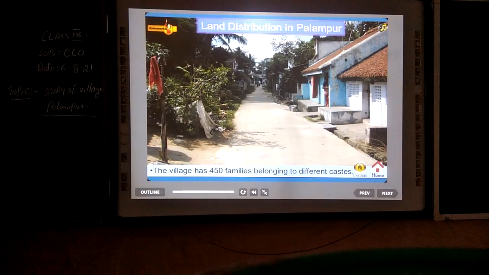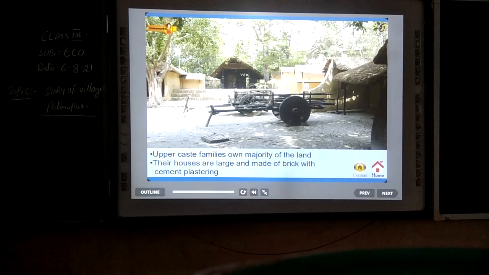Now let us look at the land distribution in village Palanpur. The village has 450 families belonging to different castes. Upper caste families own the majority of the land. Their houses are large and made of brick with cement plastering.